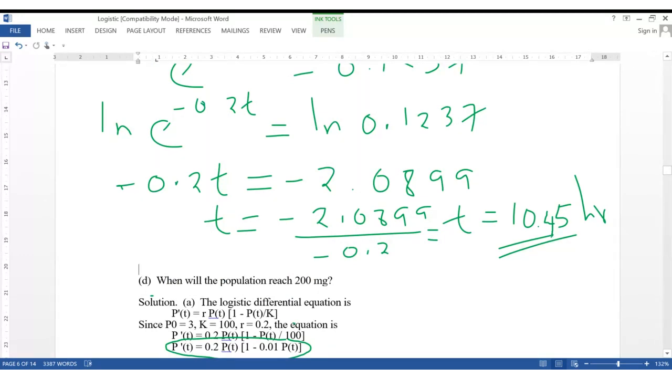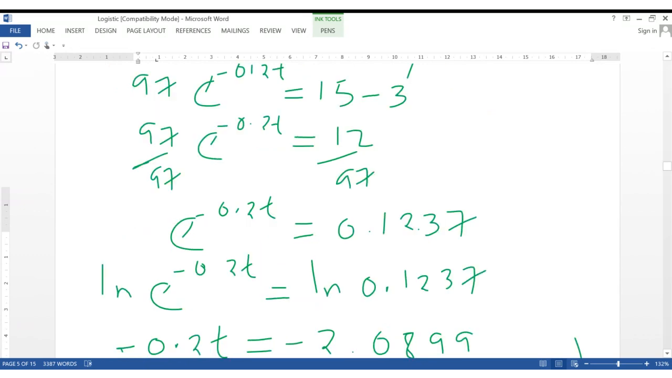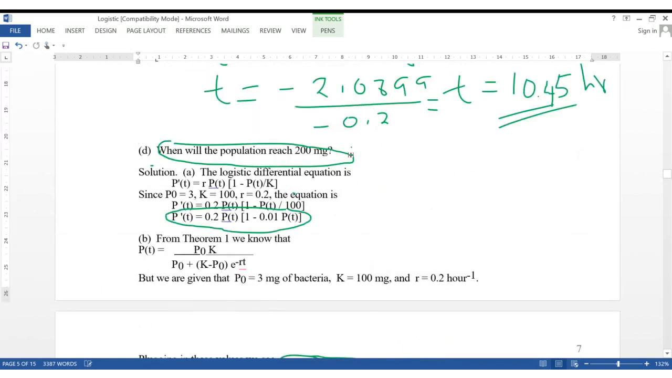So the next question they are asking now, part D, when will the population reach 200 grams? You can still do this one. This one is easy. It is almost times 10 of what we have done here. So instead of having 20, you'll have here 200. That one you can easily go back to the notes and do it. So for 200, the equation that we'll be solving now will be this one. But I don't want to do part D, because it's a matter of replacing, and you can easily follow what we have done.